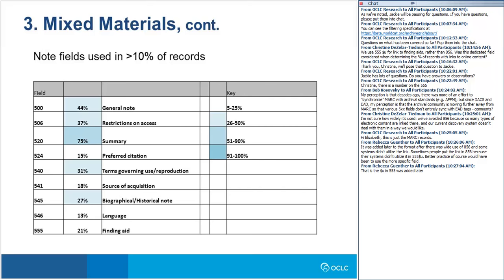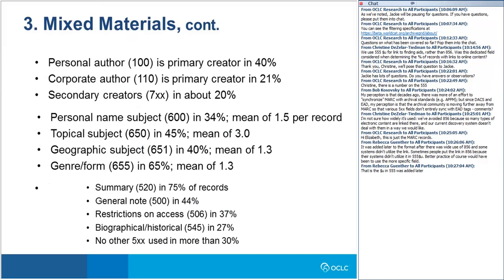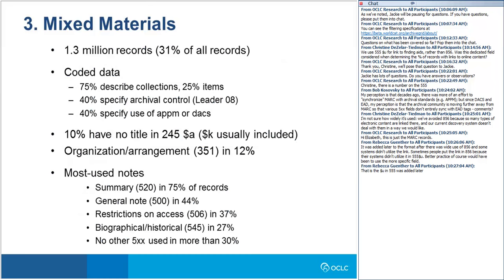So here's a question from Jacqueline. Does this table regarding the use of note fields refer to description at collection level only, or the components deeper down, such as series or file levels? That's a really interesting question. It refers to all records for mixed materials. Okay, so 75% of them describe collections, and 25% describe single items.